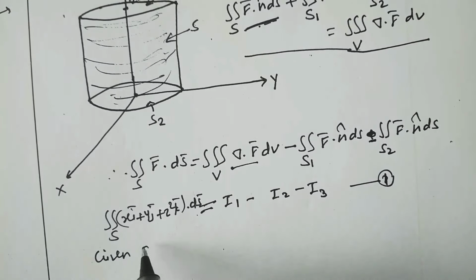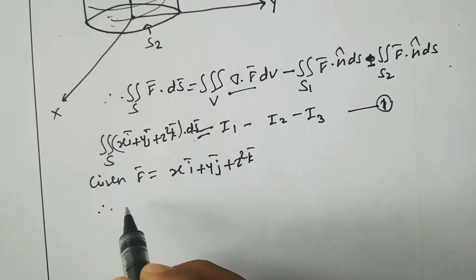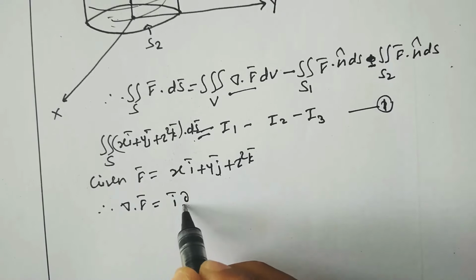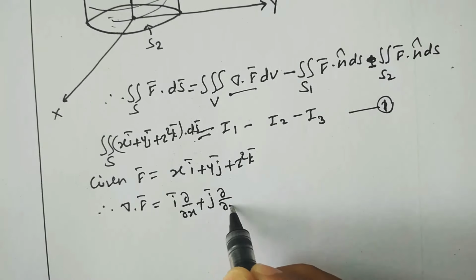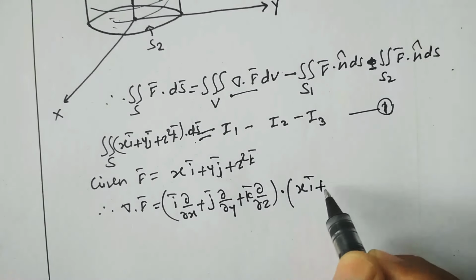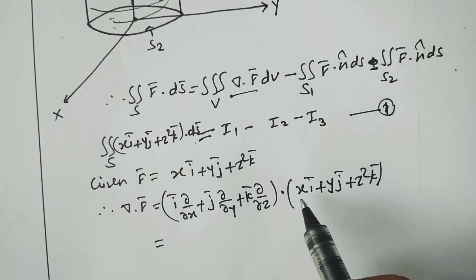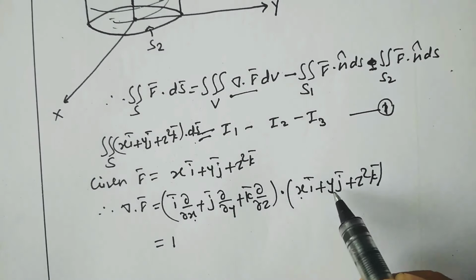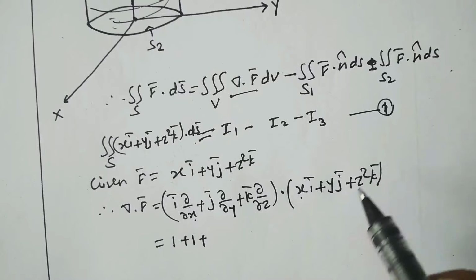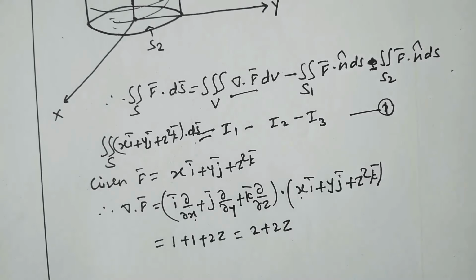Given value of F bar is x i bar plus y j bar plus z square k bar. Therefore del dot F bar is equal to i bar into ∂/∂x plus j bar into ∂/∂y plus k bar into ∂/∂z, dot product with x i bar plus y j bar plus z square k bar. Taking dot product, derivative of x with respect to x is 1, derivative of y with respect to y is again 1, and derivative of z square with respect to z is 2z. So you will get 2 plus 2z. Value of del dot F bar is 2 plus 2z.